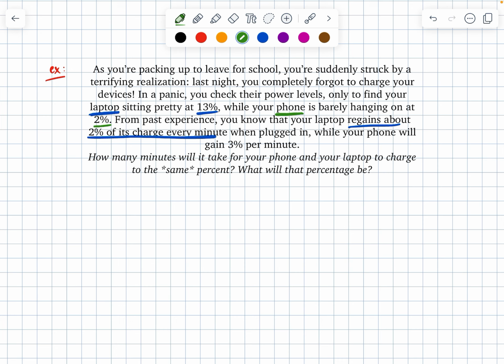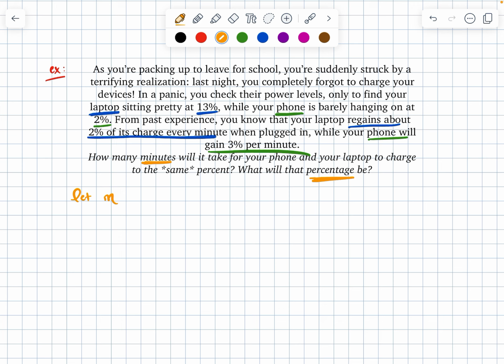Same thing with the phone. It's going to start instead at 2%, and then it gains 3% per minute. You've also hopefully noticed that if we're dealing with these two things, we might need two variables. I'm not just keeping track of one quantity. I need to deal with both the amount of minutes that I charge for and the percent that I charge to. So this idea of needing more than one equation, more than one variable, is coming back to bite us. Like any word problem, I want to start by defining my variables.